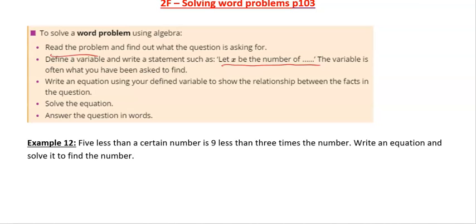If it's somebody's name, you can use the first letter of their name. It doesn't matter. Just make sure that it is consistent. x is always x. x is always the number of Tim Tams. It can't be something else in the same equation. Then write an equation, which means there will be an equal sign, using your defined variable to show the relationship between the facts in question. Solve it, answer the question in words.